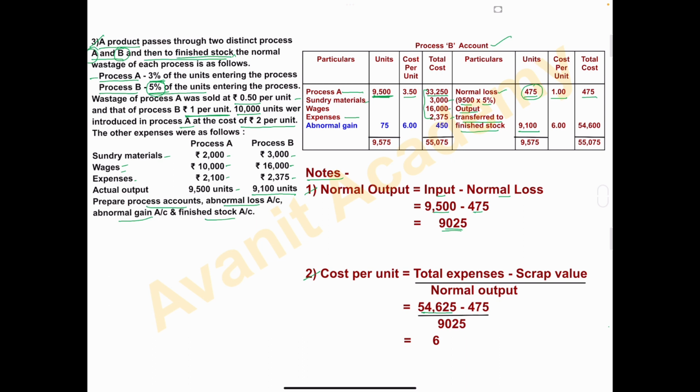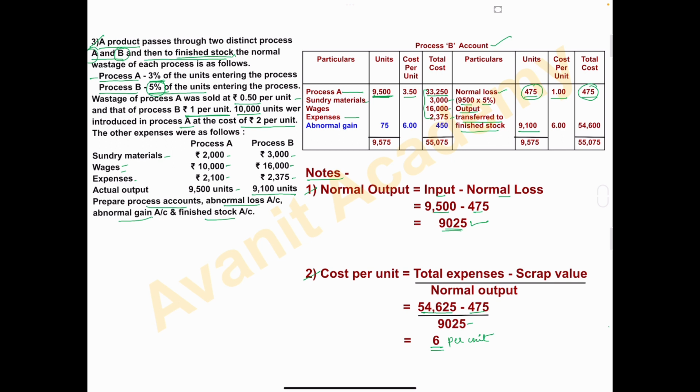So right here total expenses 54,625 minus scrap value. Scrap value is 475 divided by normal output. Normal output is 9,025. Calculate this: 54,625 minus 475 divided by 9,025, and you will get 6 per unit, rupees 6 per unit. So cost per unit is rupees 6.